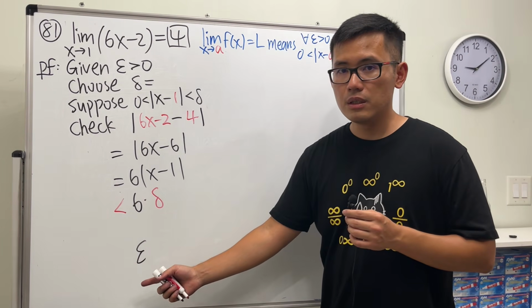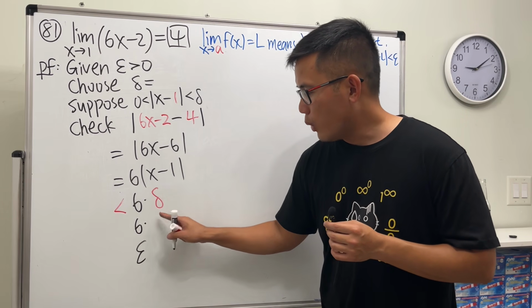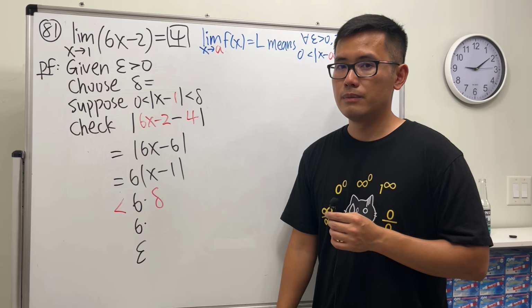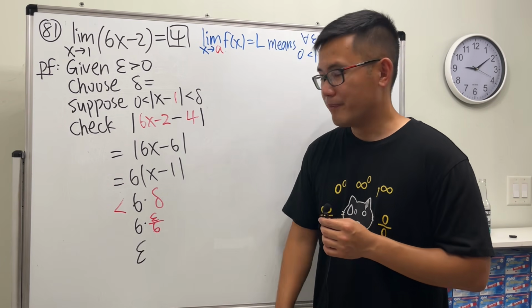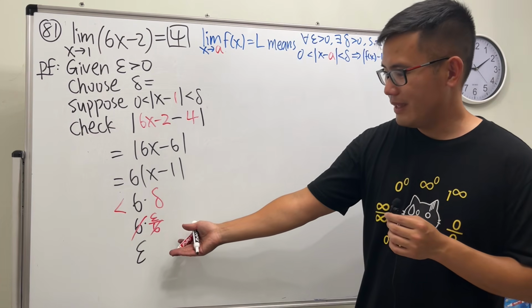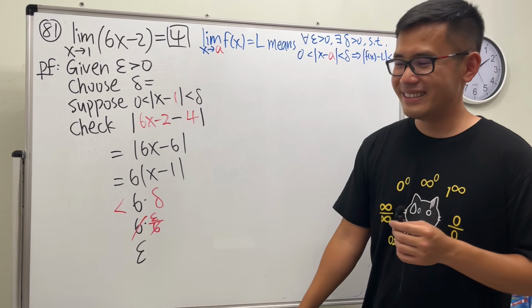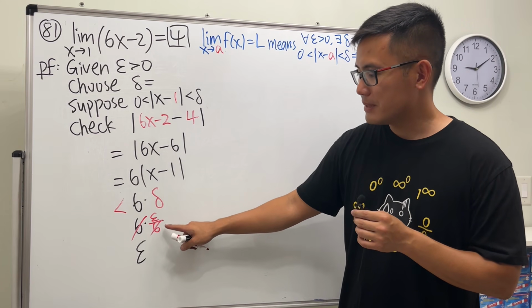So what do we need? Well, check this out. This right here is 6. 6 times what will give us epsilon? Well, it's just epsilon over 6, isn't it? Because when we have that, check this out. 6 and 6 cancel, and then we get the epsilon. Cool, huh? So, once we figure this out, you see, delta is just epsilon over 6.